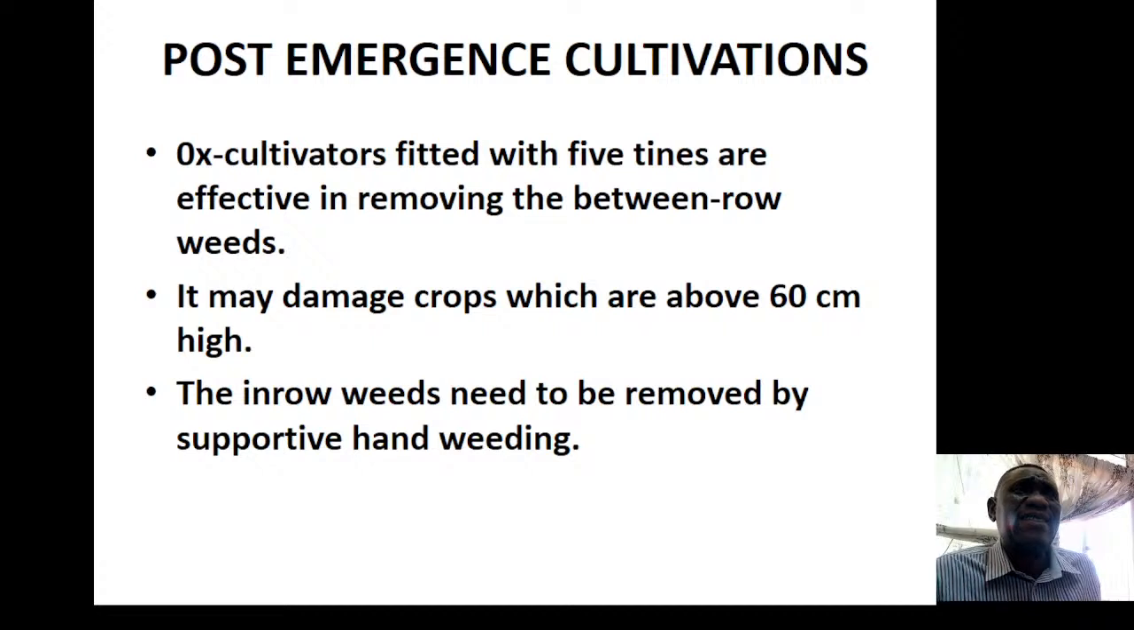Post-emergence cultivations, an ox cultivator which is fitted with 5 tines can be used to remove weeds which are between row weeds, but it may damage the crop if it exceeds 60 centimeters. The in-row weeds need to be removed by supportive hand weeding, so the ox cultivator can reduce the hand weeding labor.